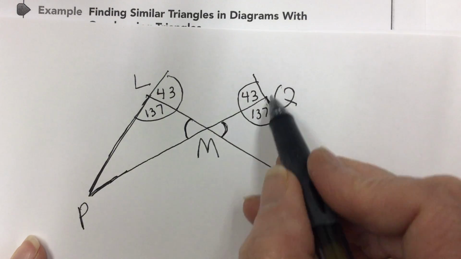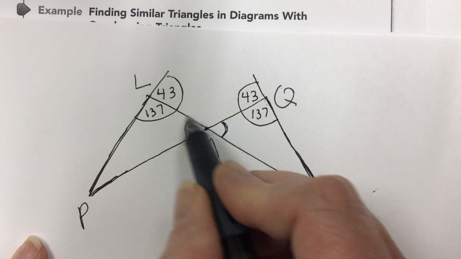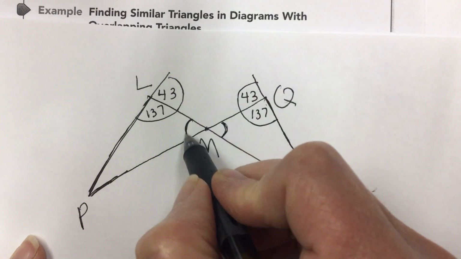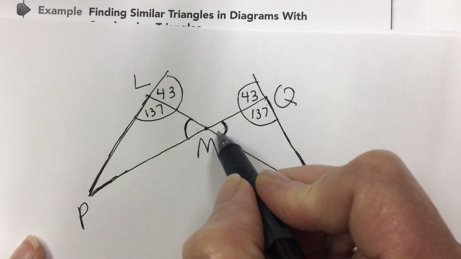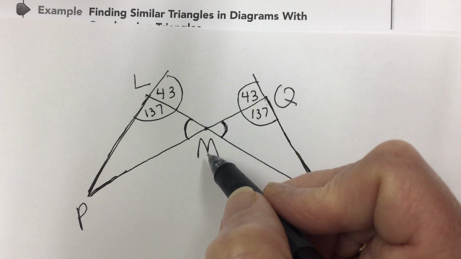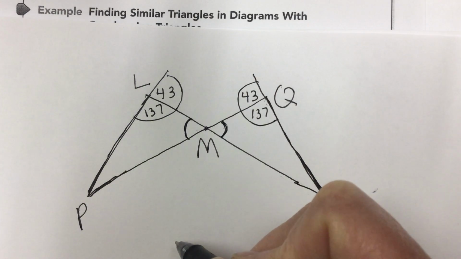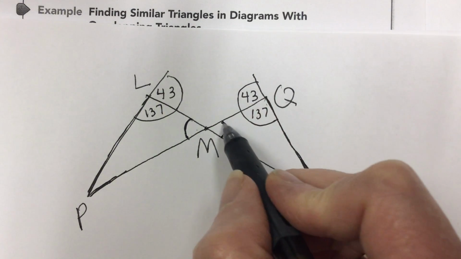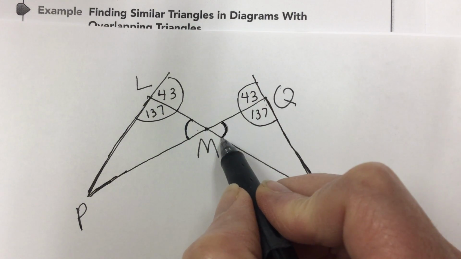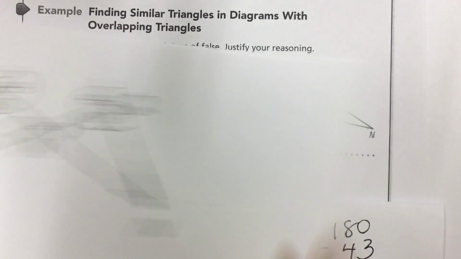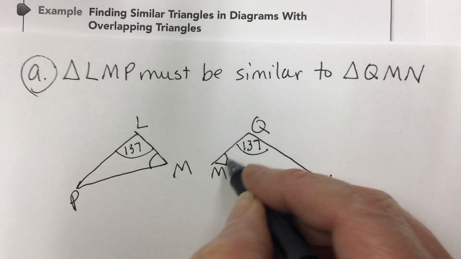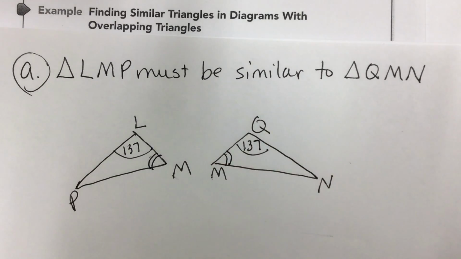Both of these lines intersect at point M, this line coming down and this line coming down. And they have formed two angles that are opposite each other. These angles are called vertical angles. So angle M in this triangle is congruent to angle M in the triangle on the right. So if I went back to my two triangles, angle M is congruent to angle M. I'm going to put two markings.